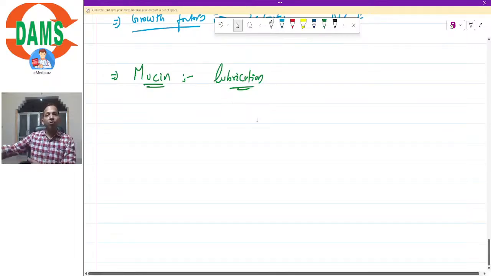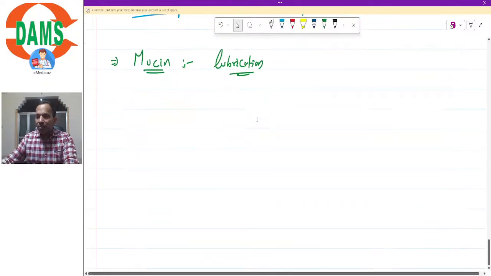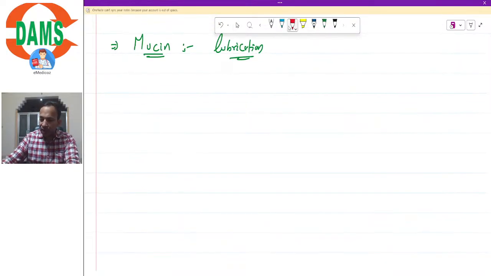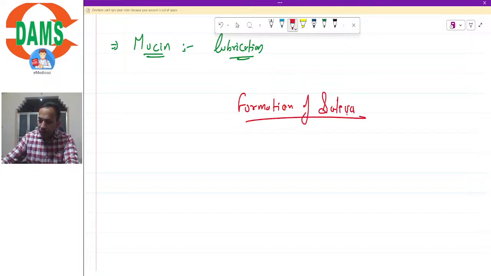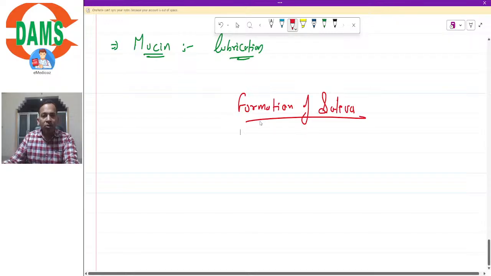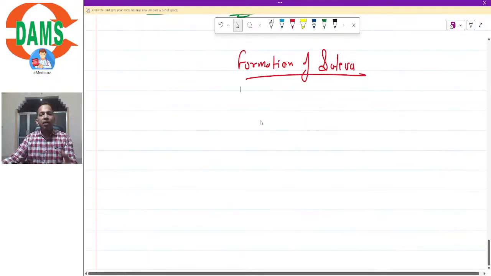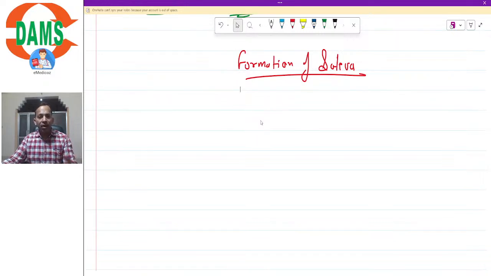Now let's go into the formation of saliva. Now we move towards formation. So how does the formation of saliva happen? As we just studied, saliva has two components, a solid and a liquid. The liquid component, that is water, is the main component and it forms 98% of the saliva. The remaining solid is just 2% and is composed of organic and inorganic components, isn't it?